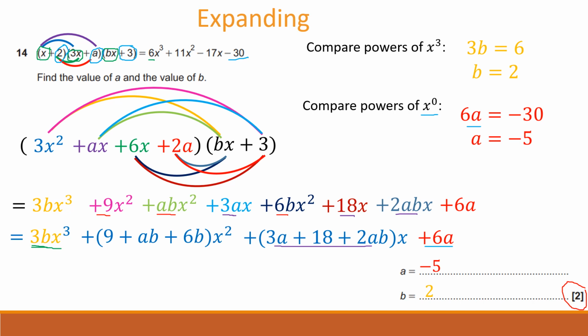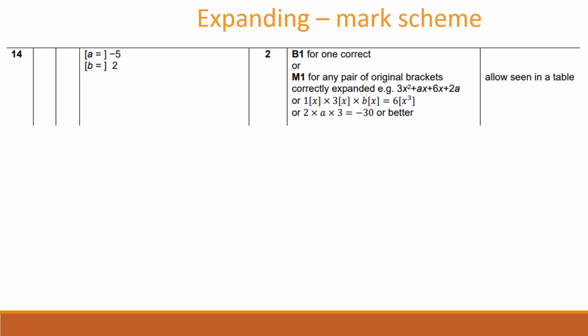That was worth 2 marks. There was 1 mark for each correct answer. So there's 1 mark for getting a equals -5, and there's 1 mark for b equals 2. The mark scheme just shows there's 2 marks here. So here's where it shows there's 2 marks. There is 1 mark for getting the -5, and there is 1 mark for getting the 2.